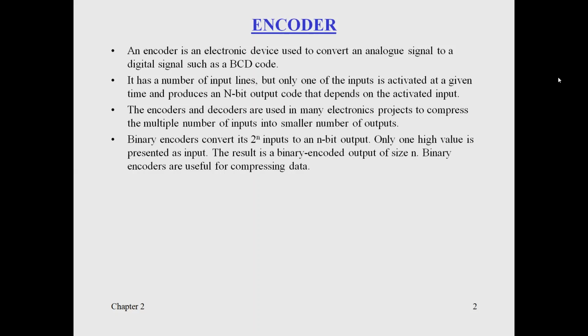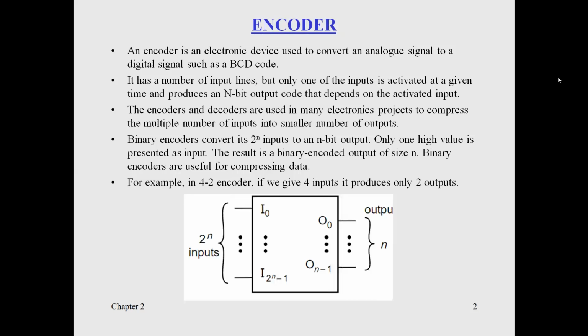Only one high value is presented as input. The result is a binary encoded output of size n. Binary encoders are useful for compressing data. For example, 4:2 encoder. If we give 4 inputs, it produces only 2 outputs. So this is a schematic of an encoder where we have 2 to the power of n inputs, starting from I0 to the last input, and also the n outputs.